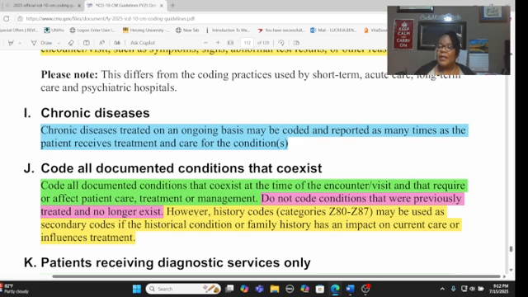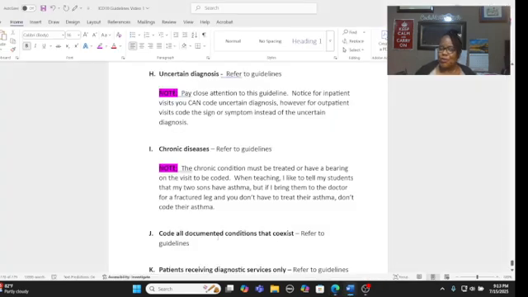However, history codes, which can be found between categories Z80 through Z87, may be used as secondary codes if the historical condition or family history has an impact on current care or influences treatment. So I felt like that was straight to the point. If they treated it, code it.